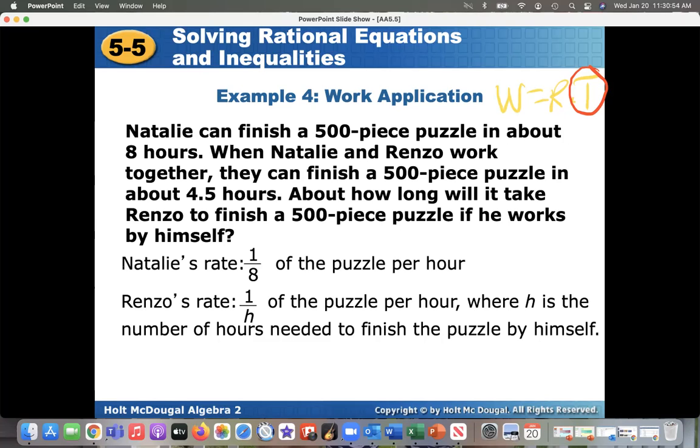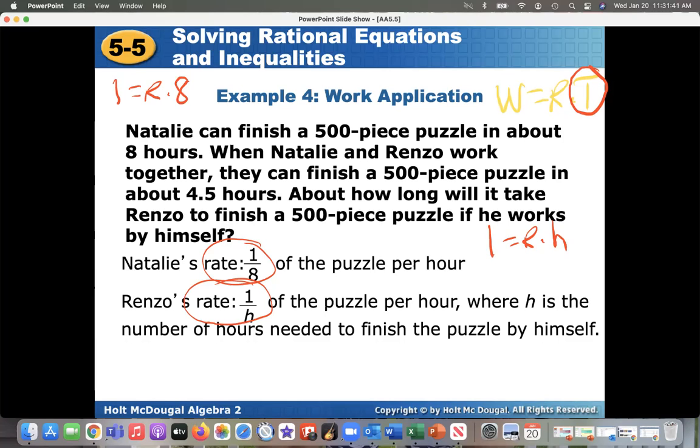Natalie's rate is 1/8 of the puzzle per hour. One puzzle in 8 hours. That's where we get 1/8. Okay, that's her rate of work. Renzo, we don't know how long it takes him to do the puzzle, so we'll say 1 equals R times H. That's where this comes from. Okay? We don't know how fast he can do the puzzle. That's what we're looking for. All right? But what we do know is that if they work together, they can do it in 4.5 hours. All right?